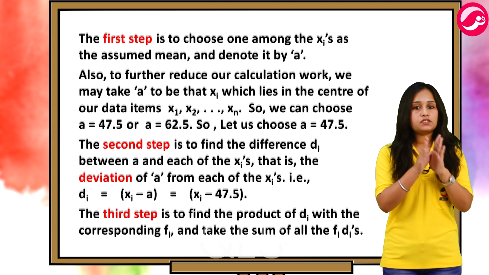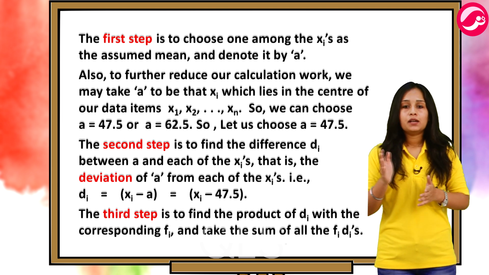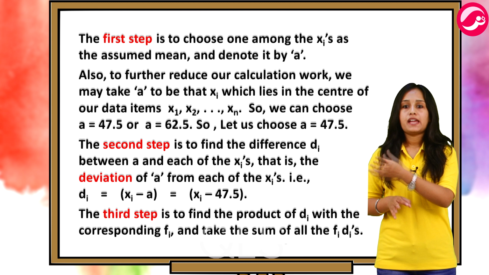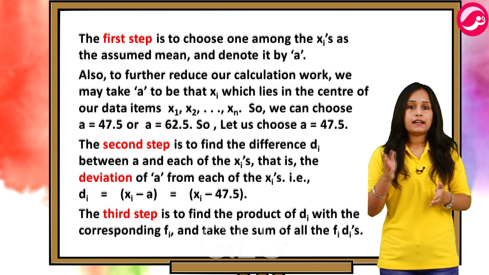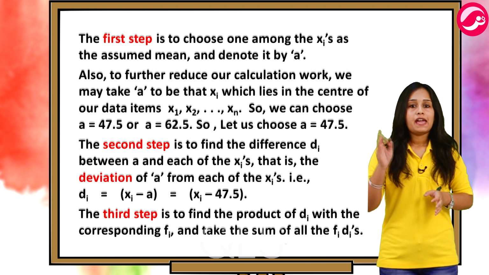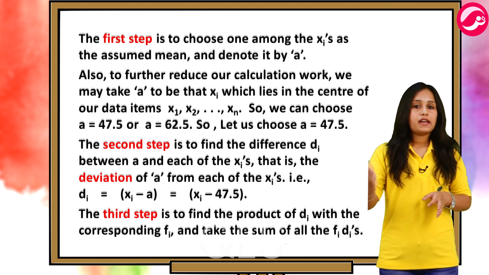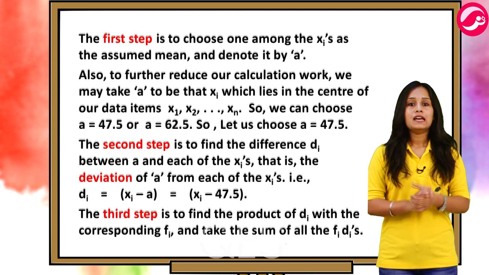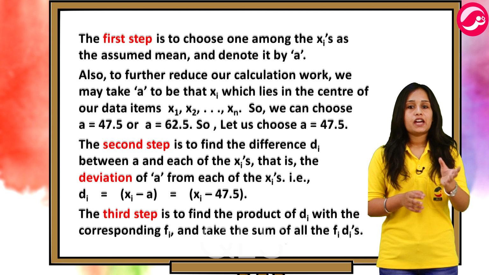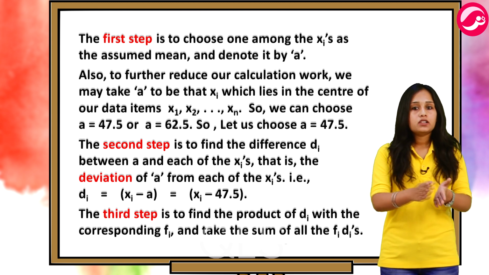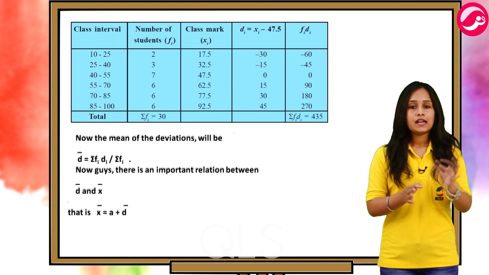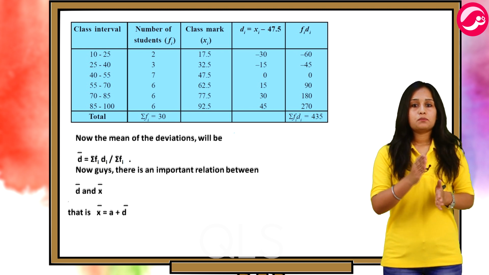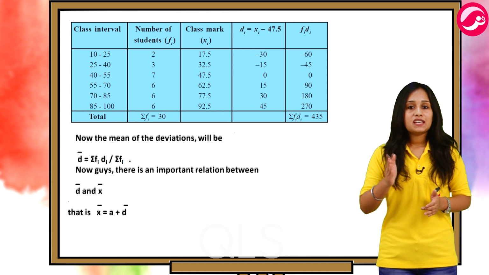Now the second step is to find the difference di between A and each of the xi's, that is the deviation of A from each of the xi's, that is di is equal to xi minus A, which is equal to xi minus 47.5. The third step is to find the product of di with the corresponding fi and take the sum of all the fi di's. Now the mean of the deviation will be d over bar equal to sigma fi di divided by sigma fi.